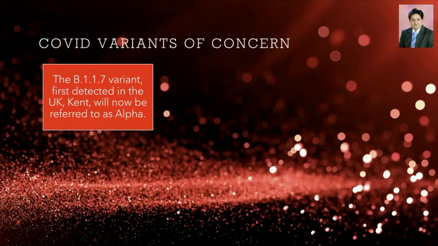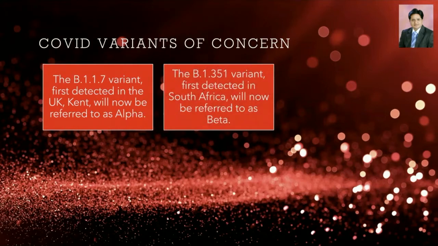B.1.1.7 was first detected in the UK, in Kent, and is referred to as Alpha. This was the first COVID variant of concern. Then we detected the second COVID variant of concern, and that was B.1.351. This was first detected in South Africa, and this is referred to as Beta.